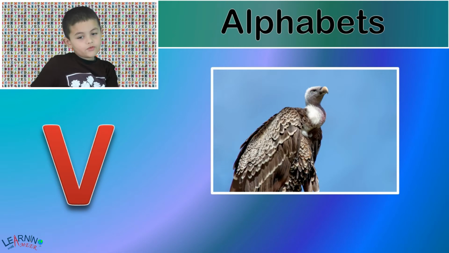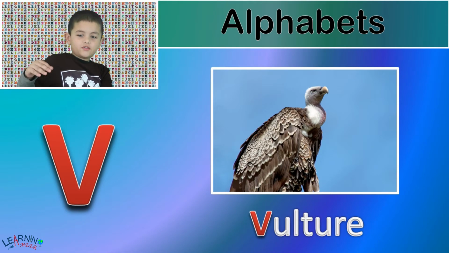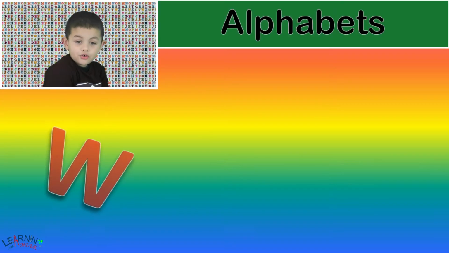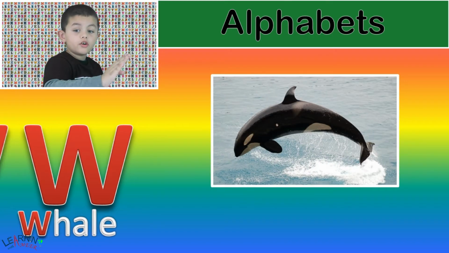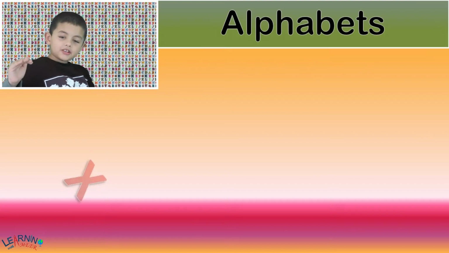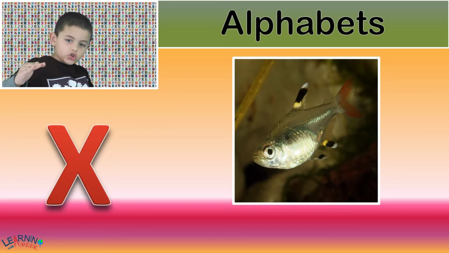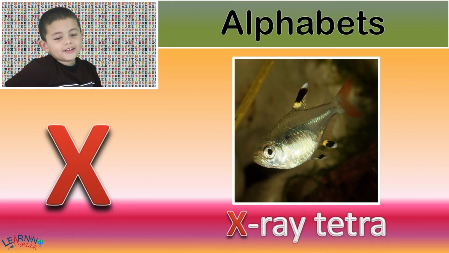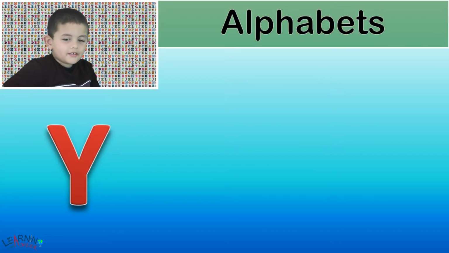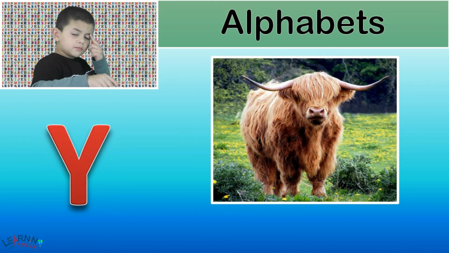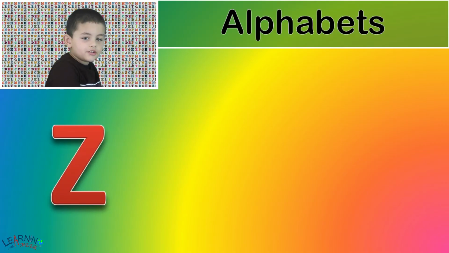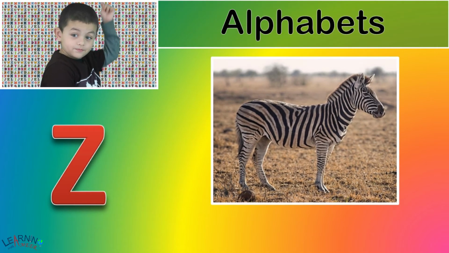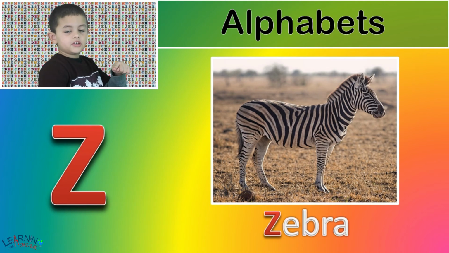Vulture. V for vulture. W, whale. W for whale. X, X-ray tetra. X for X-ray tetra. Y, yak. Y for yak. Z, zebra. Z for zebra.